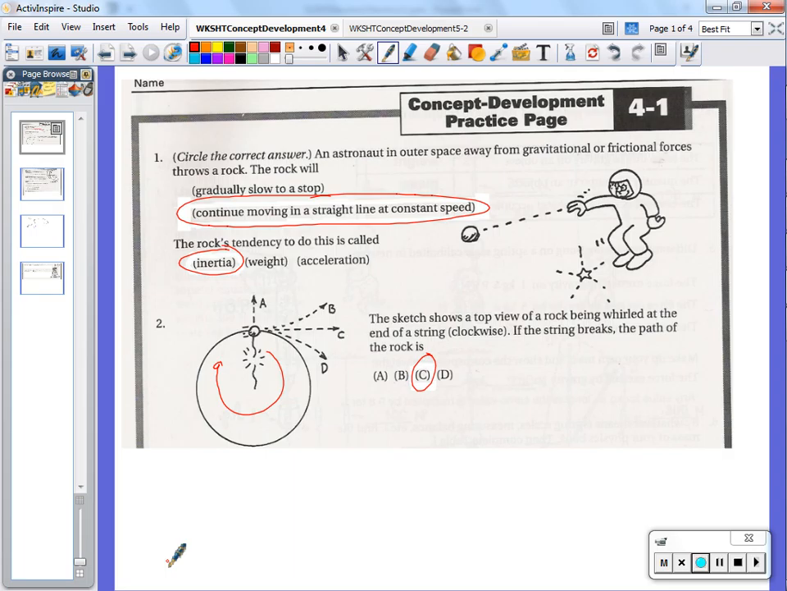is there any force acting on that rock anymore? No. So what does it do? It just keeps going in whatever direction it was going. When it gets to the top of the circle, at that instant, its instantaneous velocity is in that direction. So if the string breaks, it just keeps going in that direction. Does that make sense?